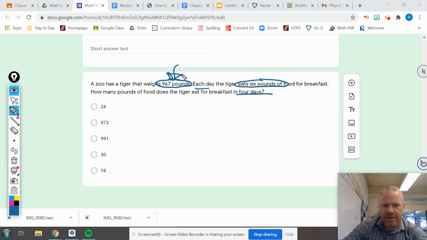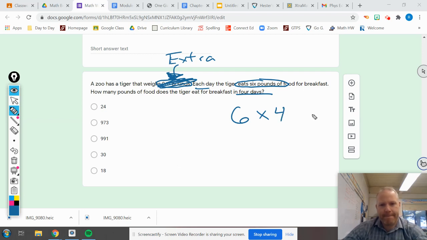This is extra information. So since this is extra, we don't need it, which means that we need the 6 pounds per day times 4 days. 6 times 4. And 6 times 4 equals 24. Now that you've done that, you're done your morning math.